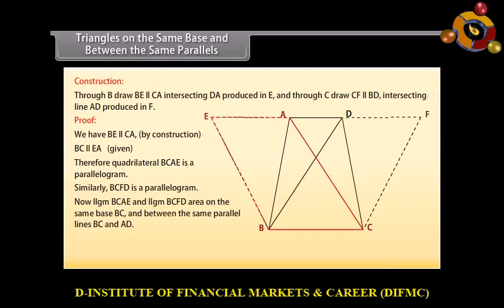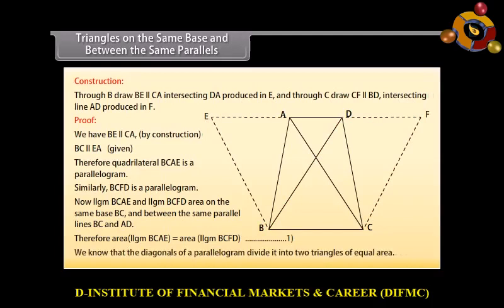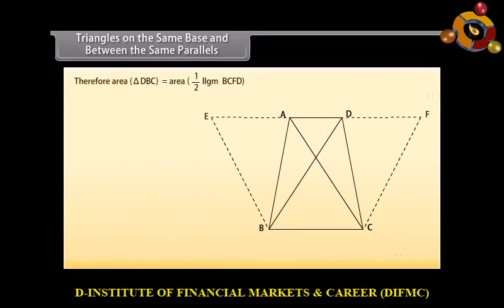Now, parallelogram BCAE and parallelogram BCFD are on the same base BC and between the same parallel lines BC and AD. Therefore, area of parallelogram BCAE is equal to area of parallelogram BCFD. Mark it as 1. We know that the diagonals of a parallelogram divide it into two triangles of equal area. Therefore, area of triangle DBC is equal to half of area of parallelogram BCFD. Mark it as 2. And area of triangle ABC is equal to half of area of parallelogram BCAE.